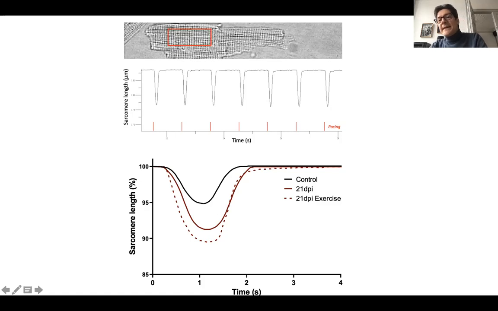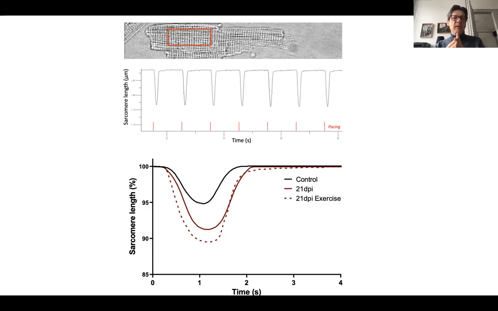And when we tested the cells of the exercised mice, then that is the dotted line. They are actually contracting even more. So the shortening in the sarcomere and the shortening of the whole cell is more. And yes, in basic principles, that more shortening would be able to translate into a more intense contraction of the cell.